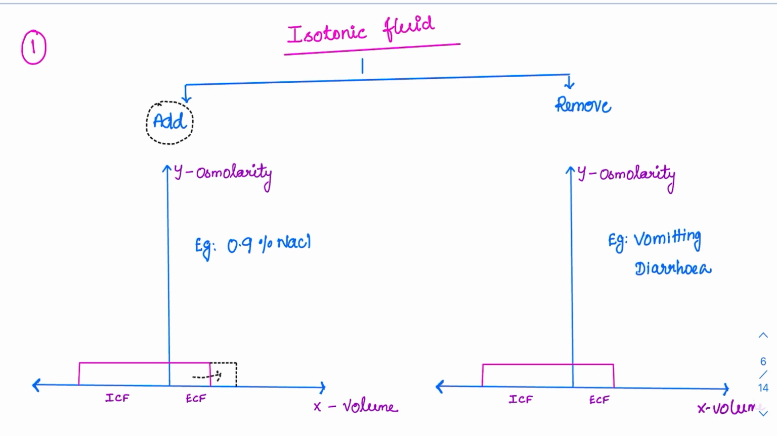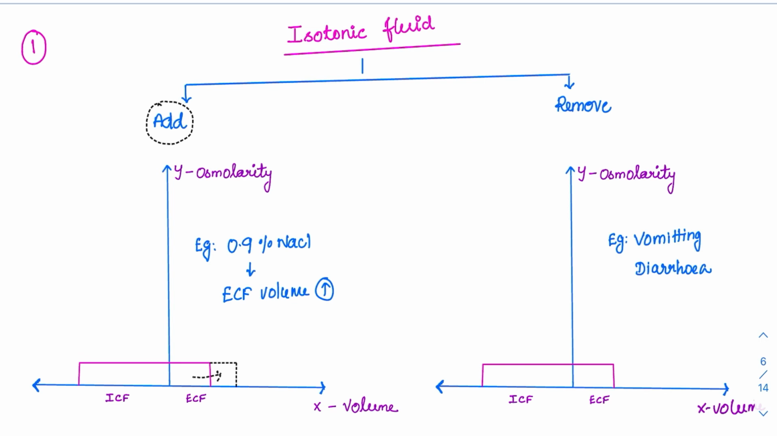The example here is addition of 0.9% NaCl. So whenever a patient comes to me and we just want to increase his ECF volume, to increase the circulatory volume or to increase the perfusion pressure, we will be giving an isotonic solution, that is 0.9% NaCl. So the ECF volume is increasing. All of this will be mirror images.